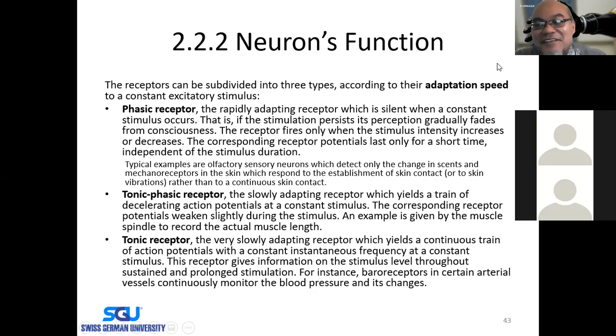Sir, can you give an example for the tonic phasic receptor? Yeah, tonic phasic receptor here, usually the muscle that is located at the end joint. So for example, our biceps is located, the end of the biceps is located in the elbow, and then the other end at the shoulder, right?